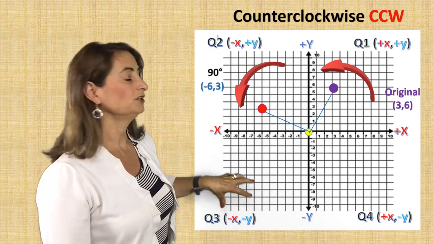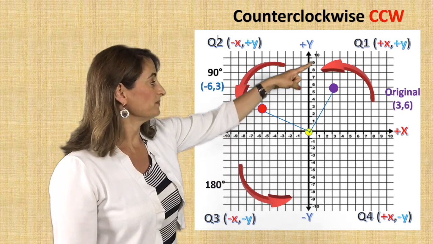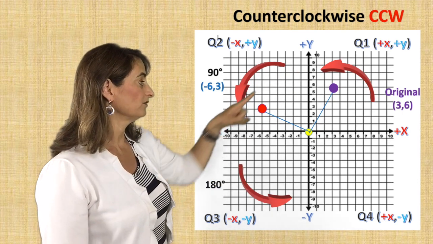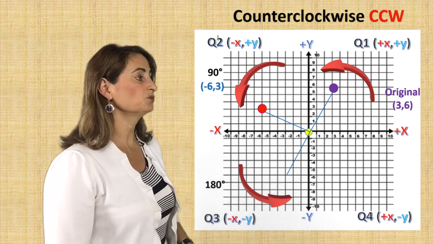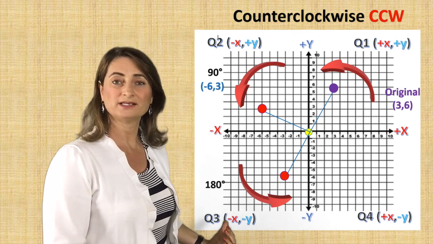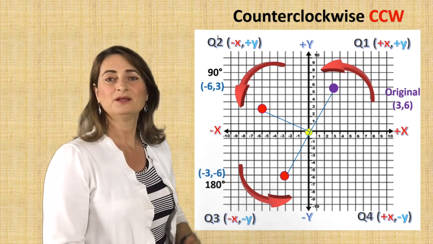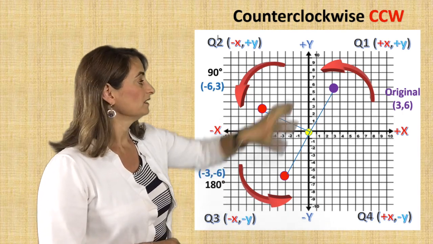For 180 degrees, you will land in the third quadrant. And you have to make 180 degrees between the original, the center of rotation and the image. And the coordinates would be (-3, -6), because it landed in the third quadrant where x is negative and y is negative. But the value of x and y stayed the same. It's still 3 and 6.